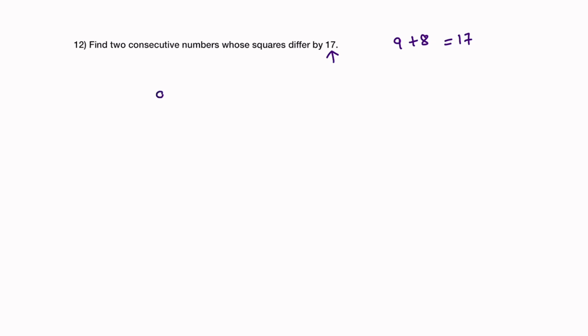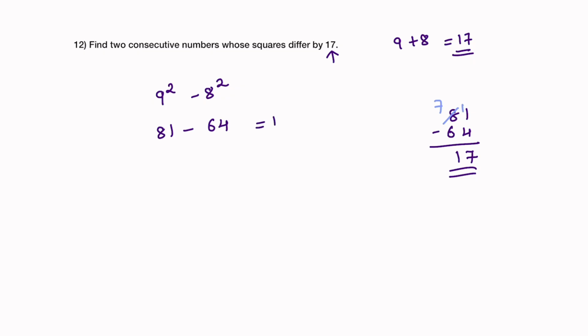So we say 9 square minus 8 square. 9 square is 81. 8 square is 64. So 81 minus 64. We can't do this, so we make this 7 and give 1 there. So that's 11 minus 4 is 7, and 7 minus 6 is 1. That's what you want, right? So this is 17. So which are these two numbers? 9 and 8.